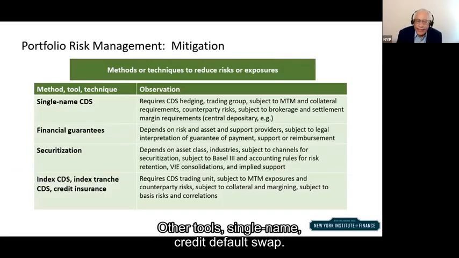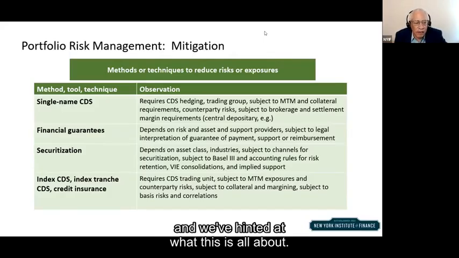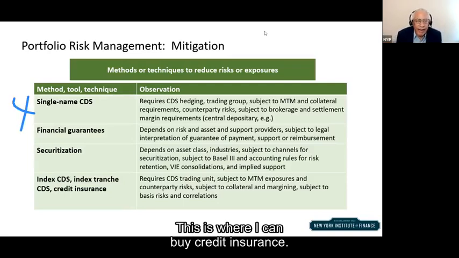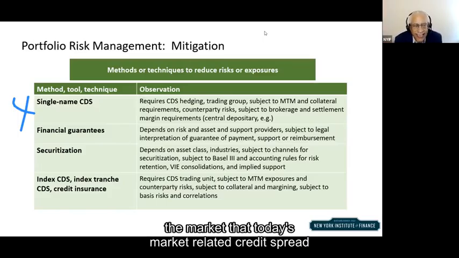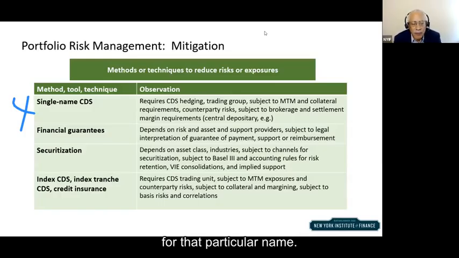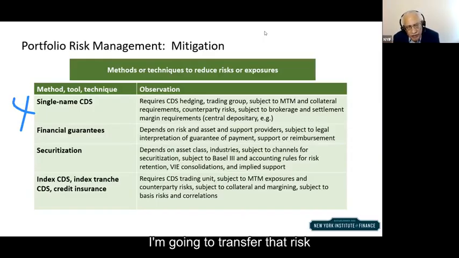Other tools: single name credit default swap. We'll talk about this on another slide, and we've sort of hinted at what this is all about. This is where I can buy credit insurance. I can go to a third party and buy that particular insurance. I will pay a market premium, today's market credit spread for that particular name. And so that means I'm not going to eliminate the risk. I'm going to transfer that risk to a stronger counterparty.